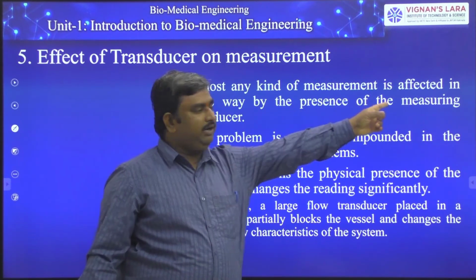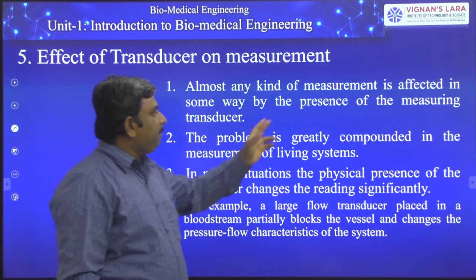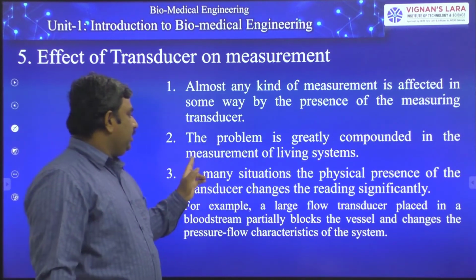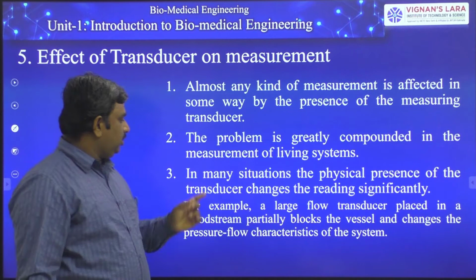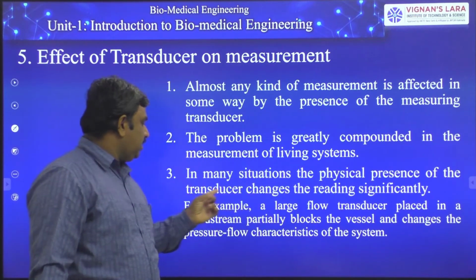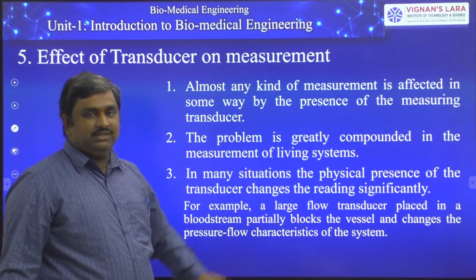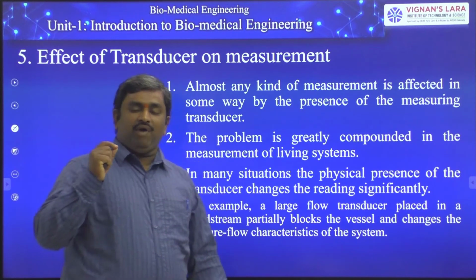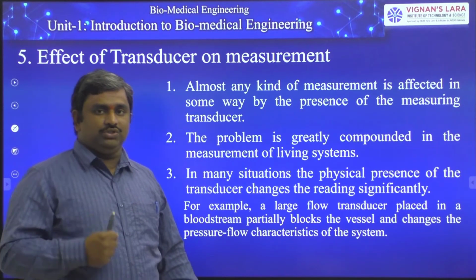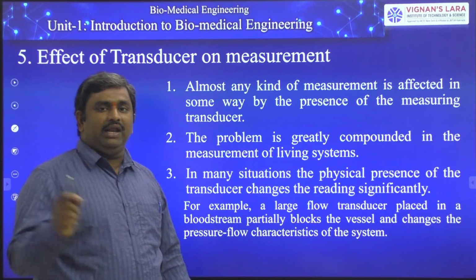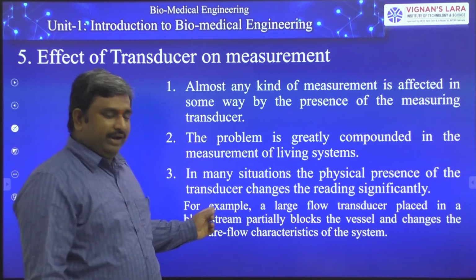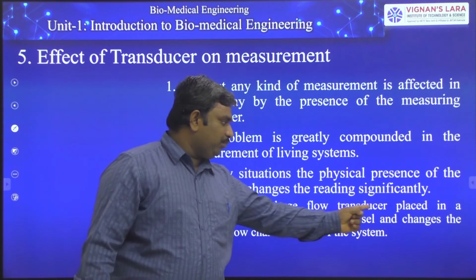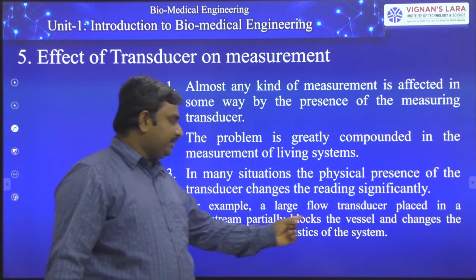Almost any kind of measurement is affected in some way by the presence of the measuring transducer. The problem is greatly compounded in the measurement of living systems. In many situations, the physical presence of the transducer changes the reading significantly. If you are not using the right transducer, the values of the transducer output are unrelated to our physiological function. For example, a large flow transducer placed in the bloodstream partially blocks the vessel and changes the pressure flow characteristics of the system.